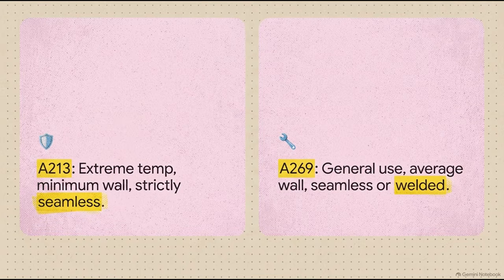But A213 mandates a minimum wall thickness. If you order a 1 millimeter wall A213 tube, it is legally not allowed to be thinner than 1 millimeter at any single point. Plus, A269 allows for welded tubes and makes that hydrostatic test optional. A213 is strictly seamless, and testing is 100% mandatory.